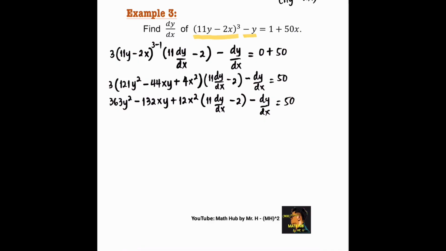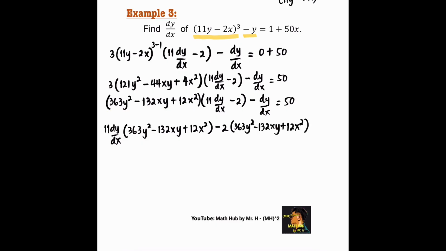So this is actually one factor. And so what we need to do next is we need to apply the distributive property here. Alright, so we'll have 11 dy over dx times this whole thing. So we just copy. Minus 2 times the whole thing. And then we copy minus dy over dx equals 50.